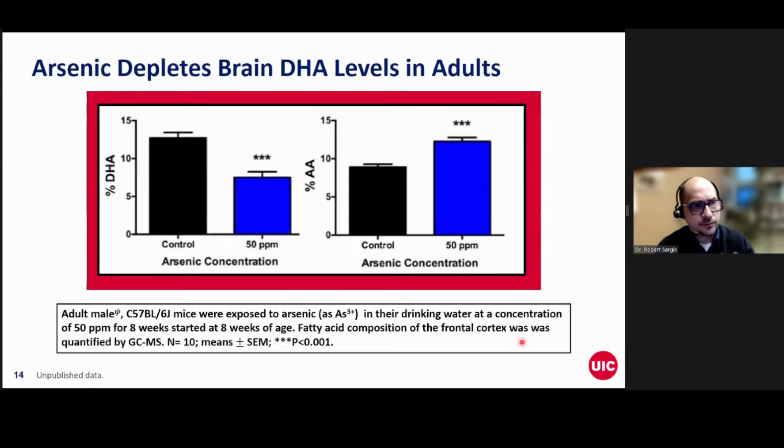And so what we see here is I'm just narrowing down to the essential fatty acids of greatest interest for the purposes of this talk. And what we see is in these adult mice exposed to arsenic in their drinking water for 8 weeks at a relatively high concentration, but again, a concentration that leads to internal levels that replicate levels seen in highly exposed human populations, we see this dramatic decrease in total brain DHA levels. Concomitant with this reduction in brain DHA, we see an increase in arachidonic acid levels as well. So this is a shift toward more pro-inflammatory, we would say, fatty acids versus anti-inflammatory fatty acids in the brain.